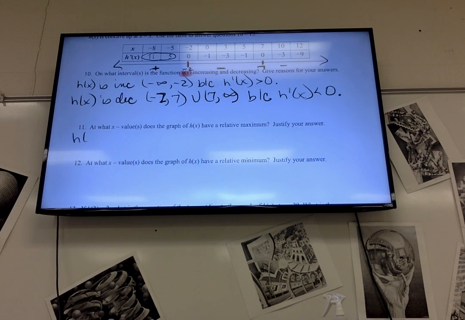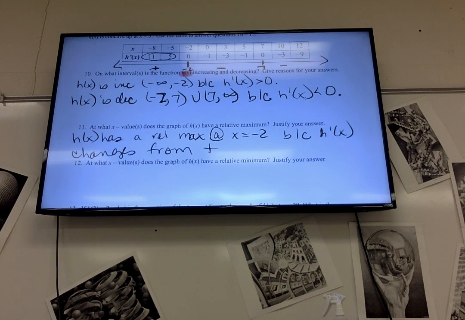Negative 2. So h of x has a relative max at x equals negative 2 because h prime of x changes from positive to negative.